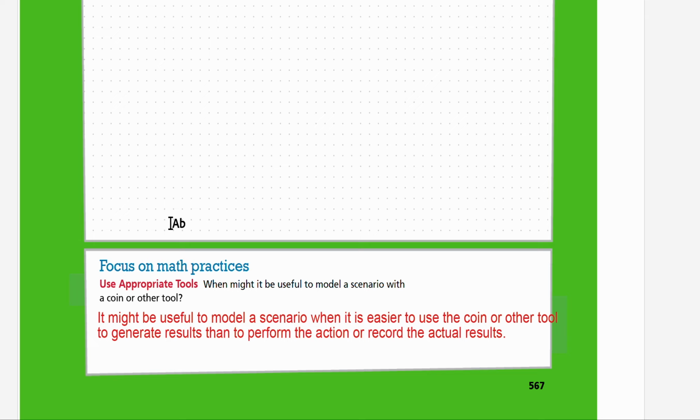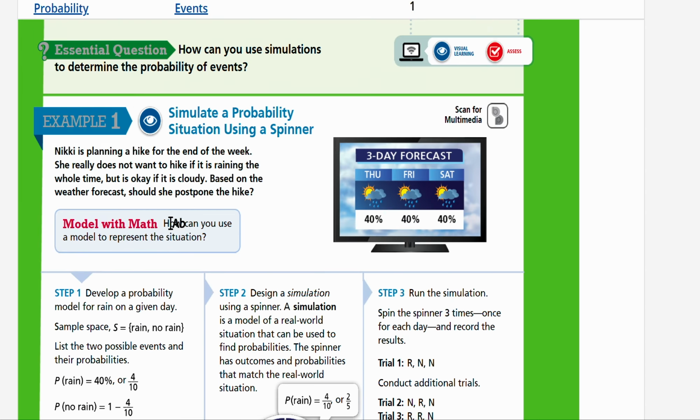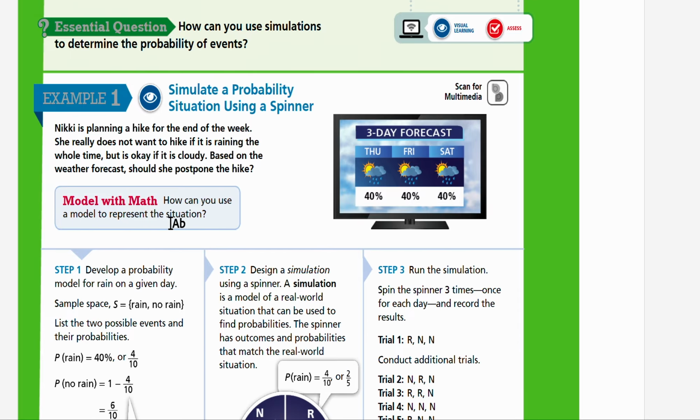Okay. So that was an intro of our lesson. So we are going to look at some tools or other methods to generate results than to actually perform. So let's start with example 1. The essential question for this lesson is how can you use simulations to determine the probability of events? So we're going to look at simulations.